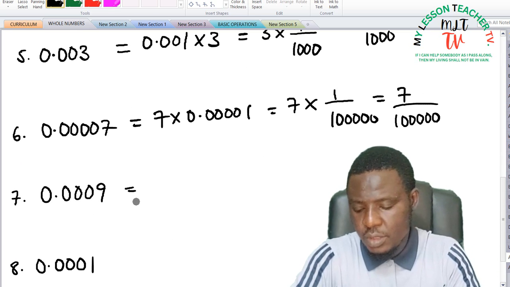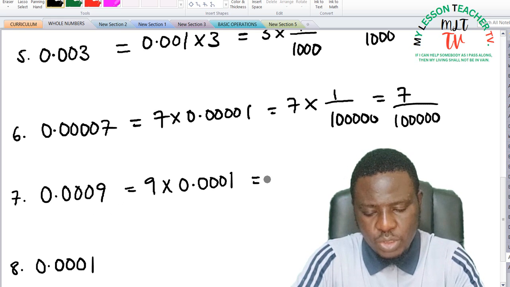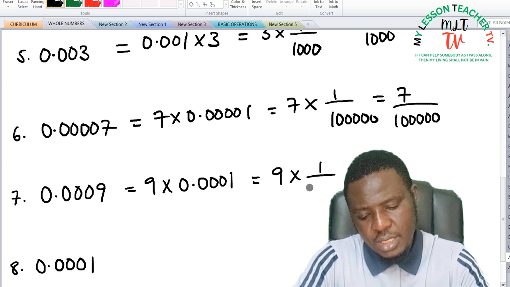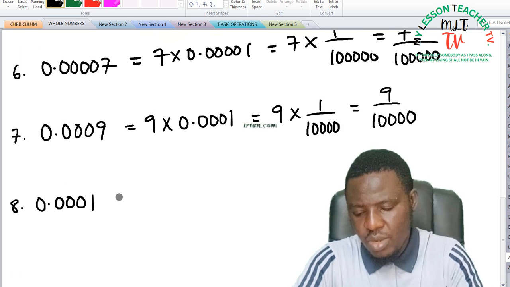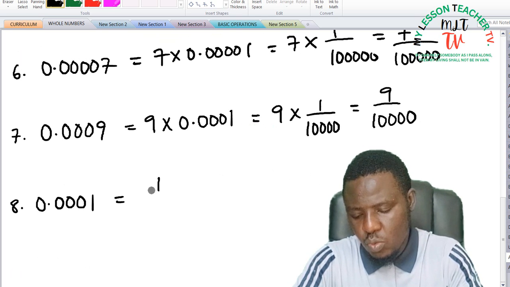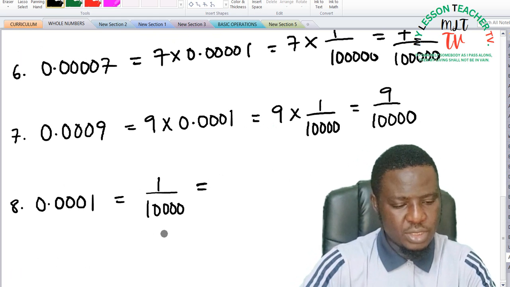Number 7, this is equal to 9 times 0.0001, which is equal to 9 times 1 divided by 10,000, and this is equal to 9 divided by 10,000. Number 8, this is equal to 1 divided by 10,000, it's just 1 over 10,000.